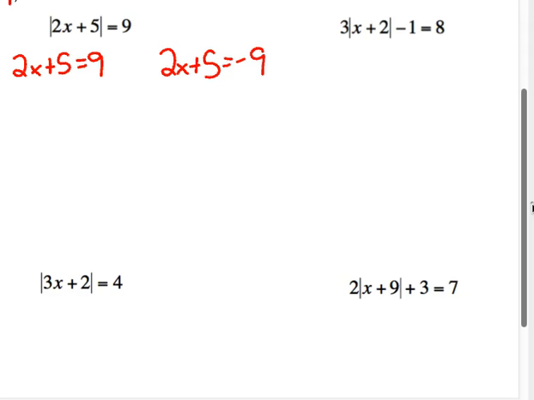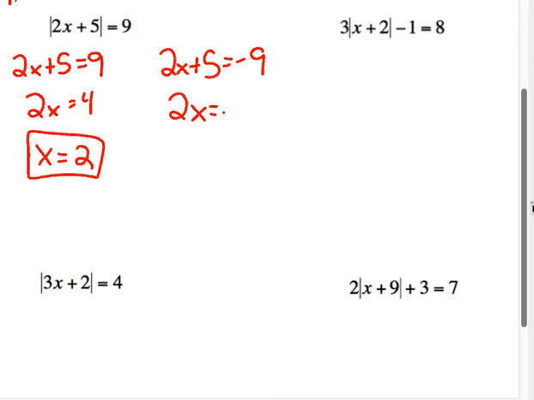And then you just solve them independently. Subtract 5 from both sides. I'm sorry, I wrote that poorly. And divide by 2. Here, subtract 5 and divide by 2. And so you're getting your two solutions. So in general, that's what we're talking about.